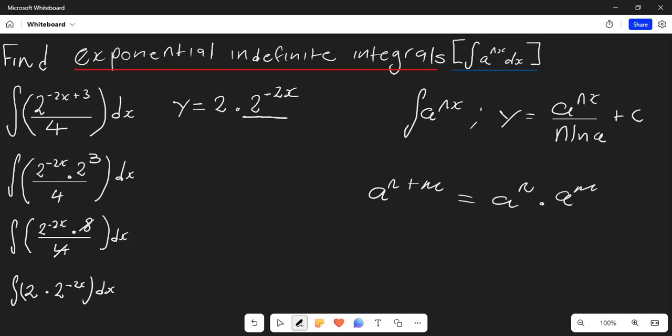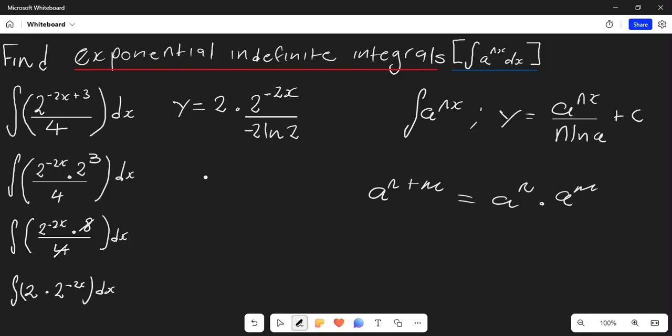But then this is gonna be divided. Remember, it's n multiplied by natural log a. So our n, which is negative 2, there we go. And then natural log, what is a? A is the base, which is 2.